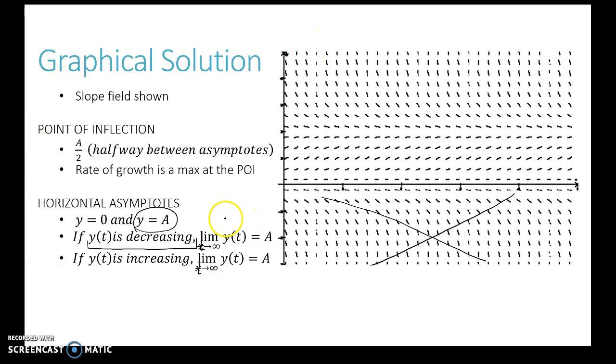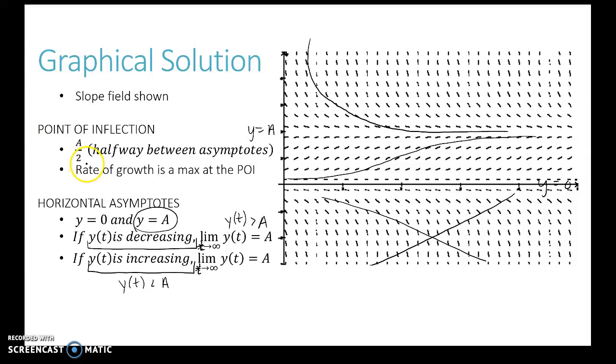If your population is greater than your carrying capacity, then eventually your population will decrease and it'll reach that capacity A. If your population is increasing, then we're saying your population would start less than your carrying capacity. So notice your population will increase, but it'll still eventually level off at whatever the limit is. So two horizontal asymptotes: y equals 0 and y equals A.